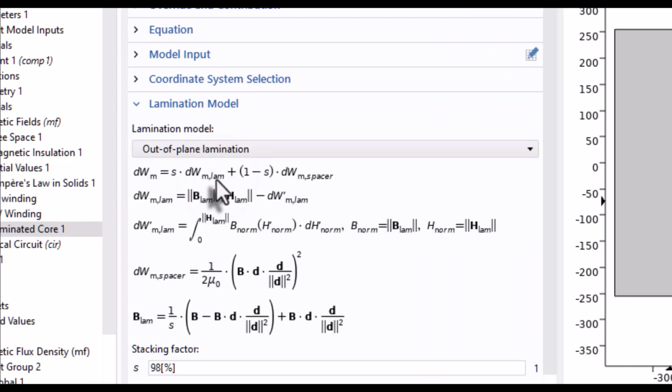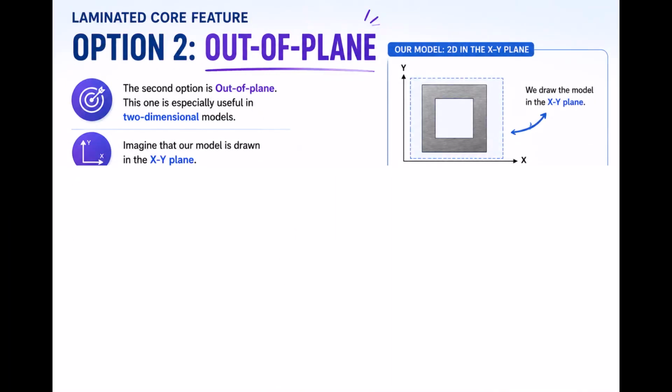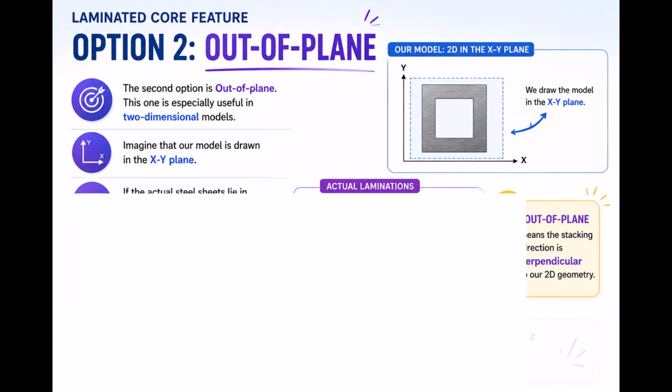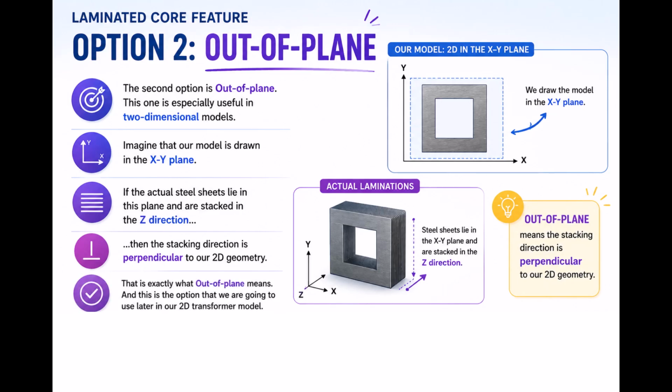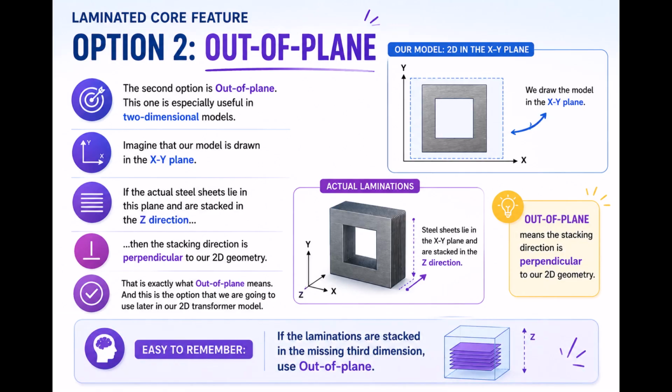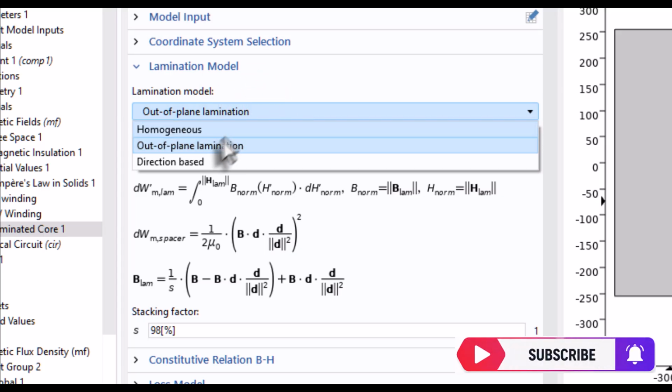The second option is out of plane. This one is especially useful in two-dimensional models. Imagine that our model is drawn in the XY plane. If the actual steel sheets lie in this plane and are stacked in the Z direction, then the stacking direction is perpendicular to our 2D geometry. This is exactly what out of plane means. And this is the option that we are going to use later in our 2D transformer model. So, an easy way to remember it is, if the laminations are stacked in the missing third dimension, use out of plane.